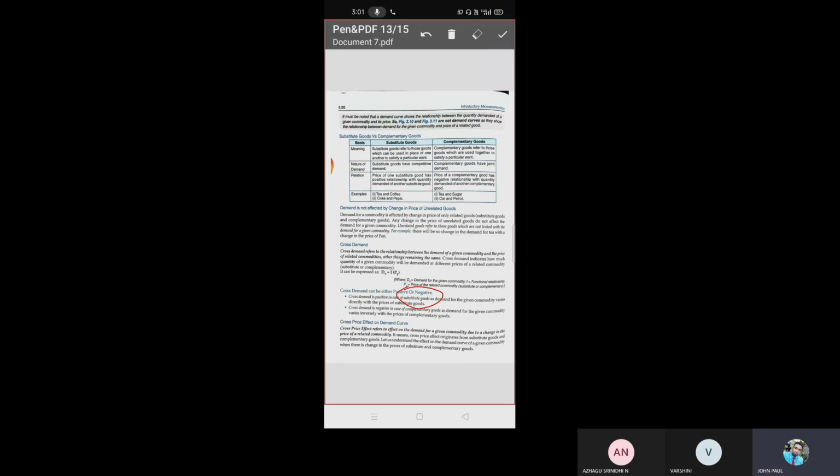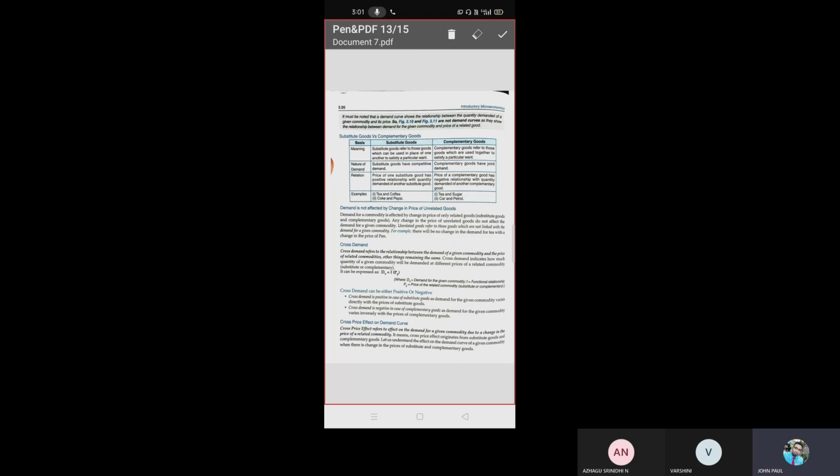So first, what is cross demand? Relationship between the demand of a commodity and price of related commodity. Other things remain same. Okay. So you can see when will it be positive. Cross demand is positive in case of substitute goods as demand for the given commodity varies directly with the price of the substitute goods.